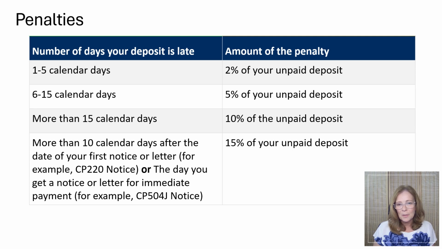The IRS assesses penalties and interest if the business does not deposit payroll taxes on time. It starts off at 2% of the unpaid deposit if the tax deposit is late by 1 to 5 days. If the tax is unpaid between 6 and 15 days, the penalty is 5% of the unpaid deposit. More than 15 days, the penalty is 10%. If you received an IRS notice and you don't pay within 10 days, or immediately if the notice requires immediate payment, the penalty increases to 15%.